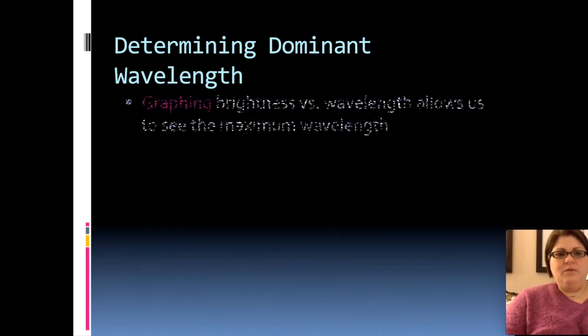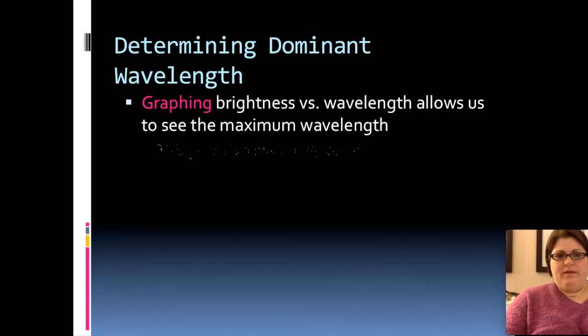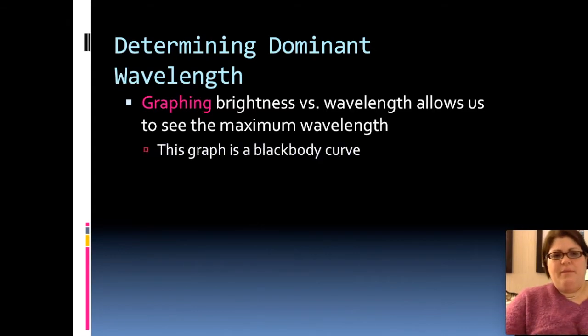To determine the dominant wavelength, we need to look at what wavelength the star is emitting is the brightest. So we make a graph of brightness versus wavelength. We happen to call that graph a black body curve. It's not something I'm going to ask you about.